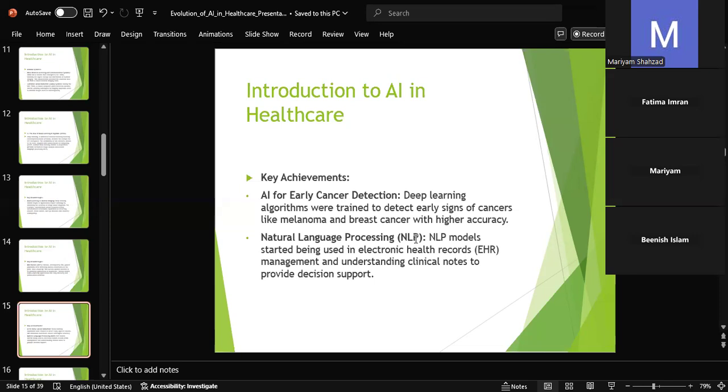Now, natural language processing. Natural language processing models started being used in electronic health records management and understanding clinical notes to provide decision support. Natural language processing is not based on structured data, but on unstructured data. It's basically a continuation of deep learning, and it focuses on computers understanding human language.